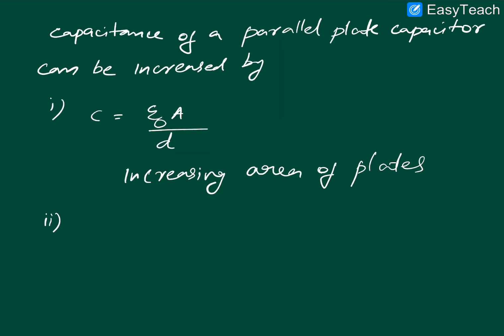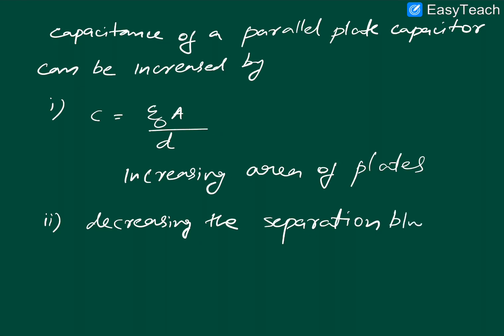Second one, decreasing the separation, because you can see D is in the denominator. D is nothing but the separation between the plates. If you decrease D, C will increase, isn't it? That is the second method.